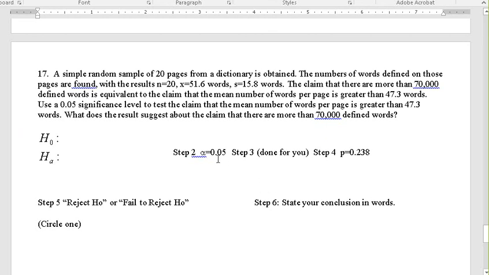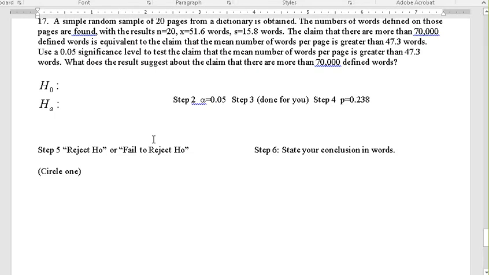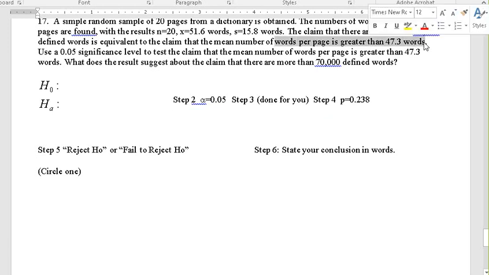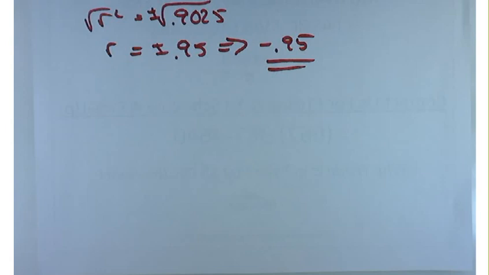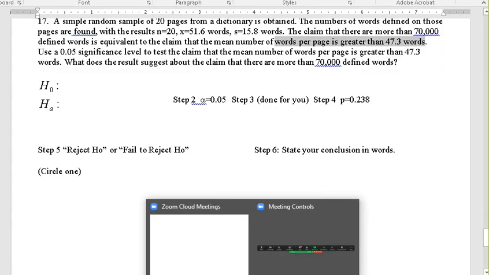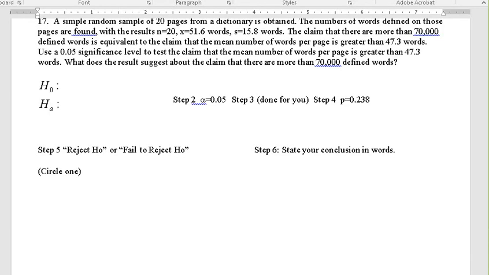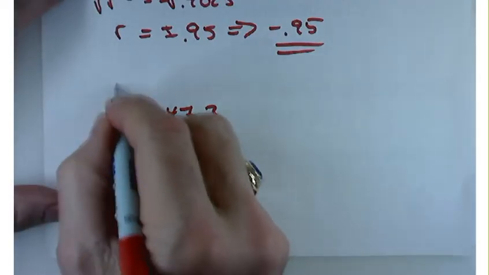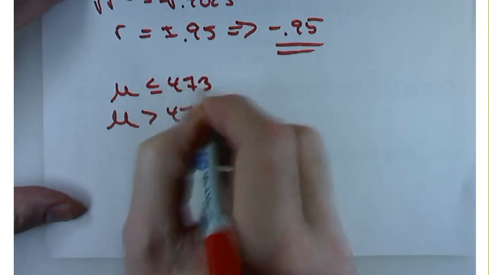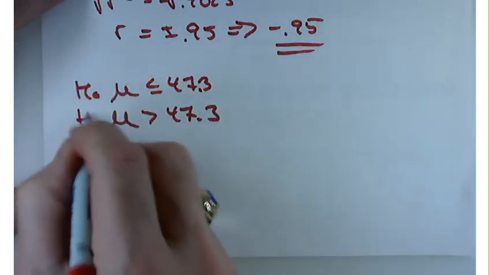This one, let's see, number of words test. So the null hypothesis in this one comes based off of this claim. Number of words per page is greater than 47.3 words. All right, so what parameter is that? Is that going to be a mu, sigma, or p? It's going to be mu. So our claim is that mu is greater than 47.3. So mu is less than or equal to 47.3. That's the null hypothesis. This is the alternative hypothesis.